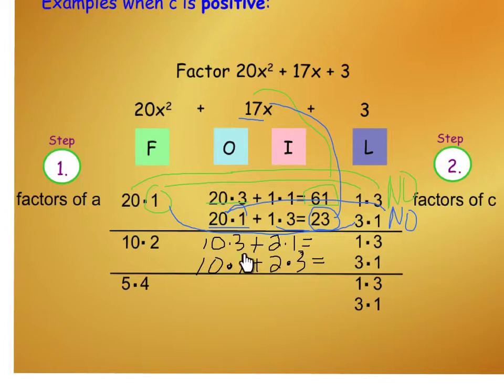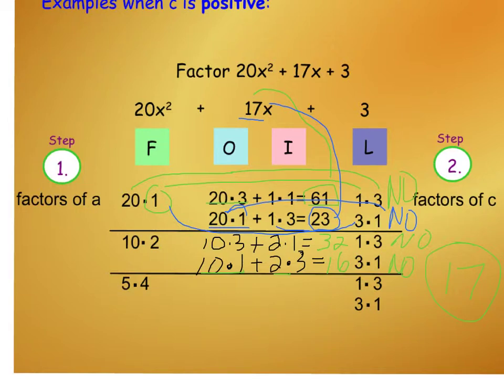Okay, so I set this one up in a similar way. I'm doing 10 multiplied to 3 instead of 20 multiplied to 3. And so 10 times 3 is 30, plus 2 times 1 is 2, is 32, and that would be a no. That does not equal 17. I'm shooting for 17. Now I'm going to do 10 times 1 is 10, plus 6 is 16. Oh, close, but no.